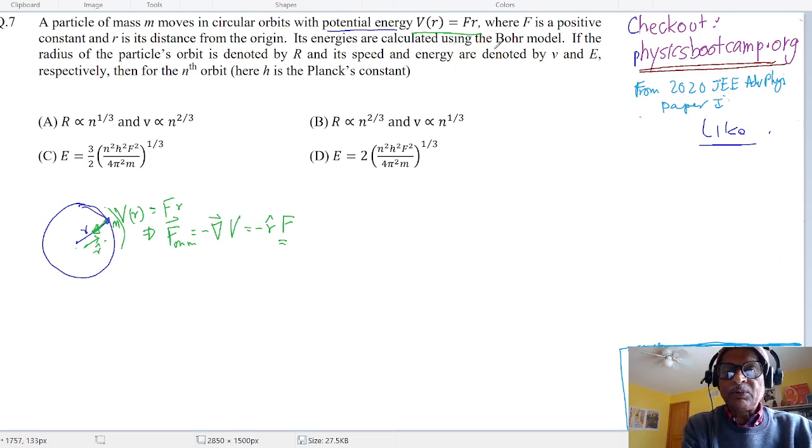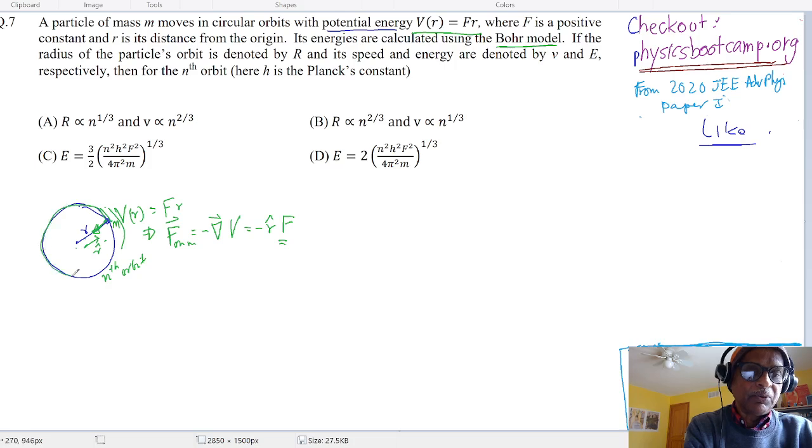Its energies are calculated using the Bohr model. So this is saying use the Bohr model, and you have to know what the Bohr model is. So the Bohr model is, if this is one of the orbits, say the nth orbit, and this mass m is going around in it, I'm going to call the radius r sub n, and the speed is v sub n in this orbit.